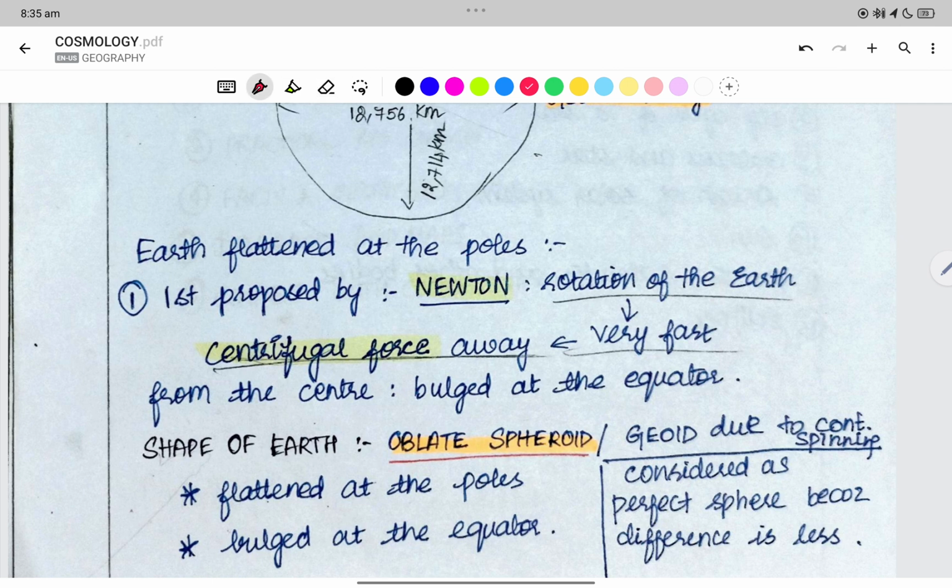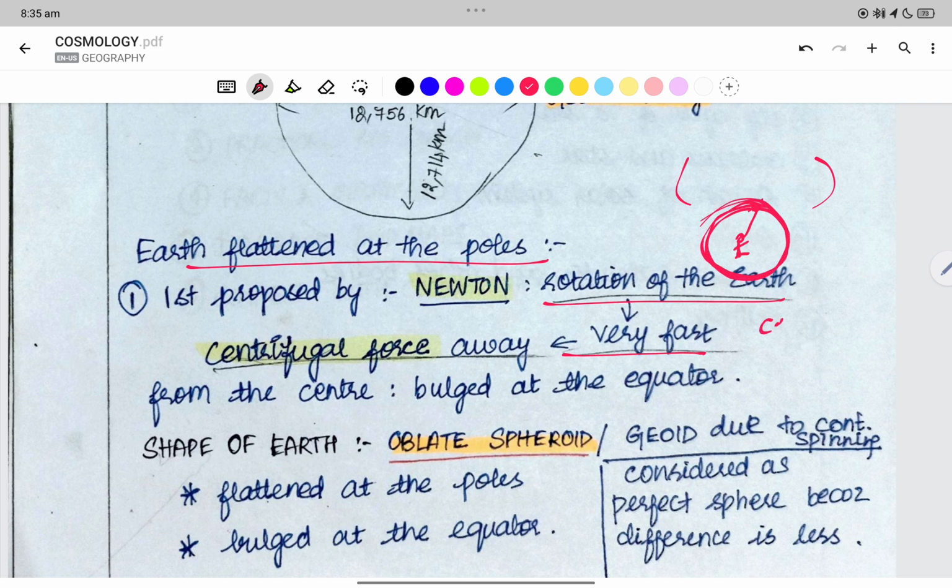So how do we tell that the earth is flattened at the poles? Because at the equator the rotational speed of the earth is very fast. Therefore when we stand here and hold a stone with a string and start to rotate, centrifugal force and centripetal force act on an object moving in circular motion or an object which is rotating.